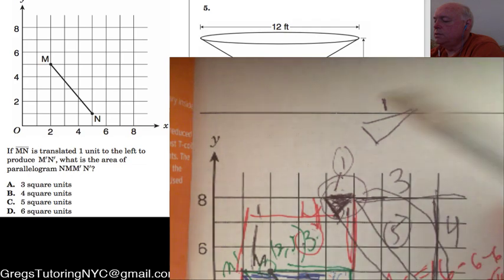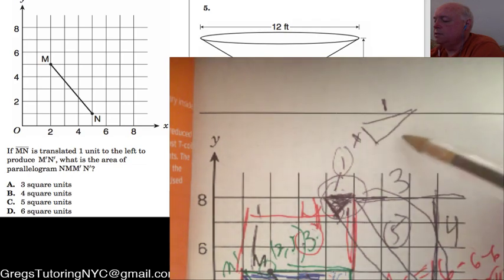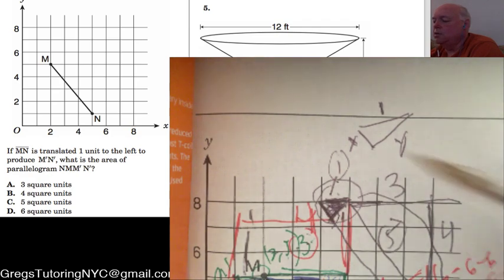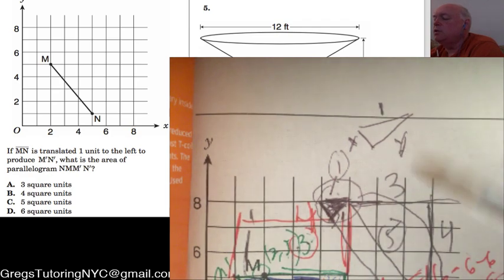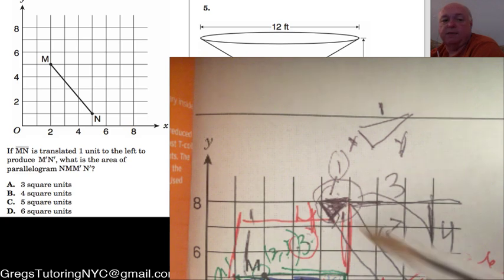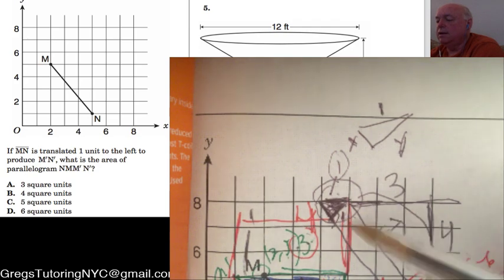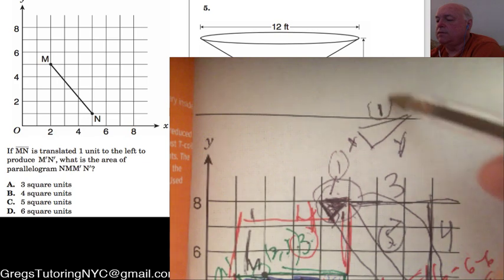The question is, this is length x, and this is length y. What is x and y? Or in our case, what is y? Because if it's 1, we get 1 times 5 and we get 5, which is answer C. The question is, is it greater than 1? Is it less than 1? So it turns out there's a few combinations of things here.